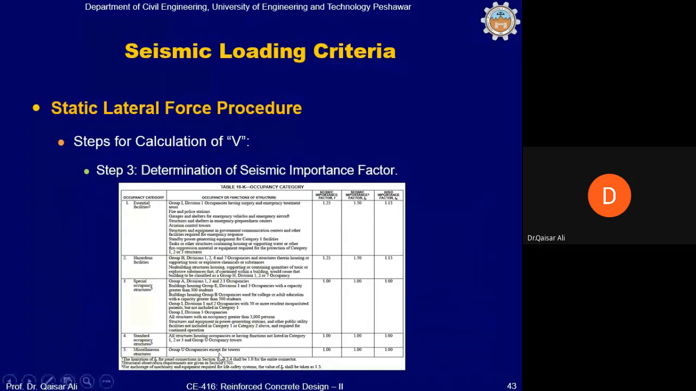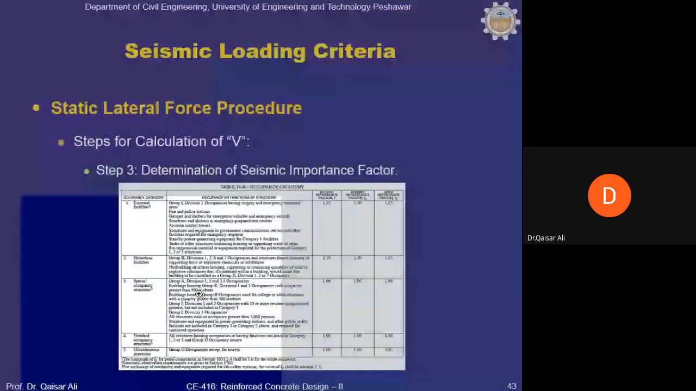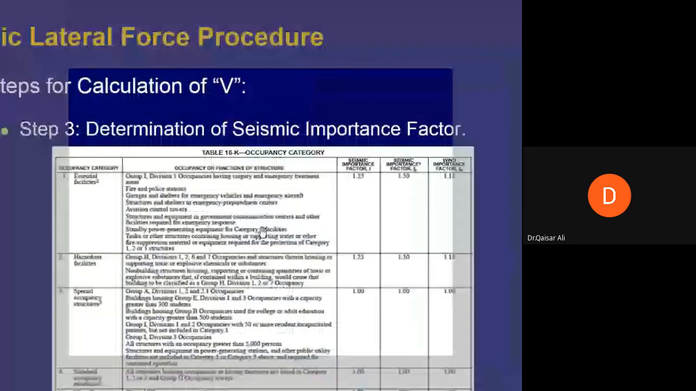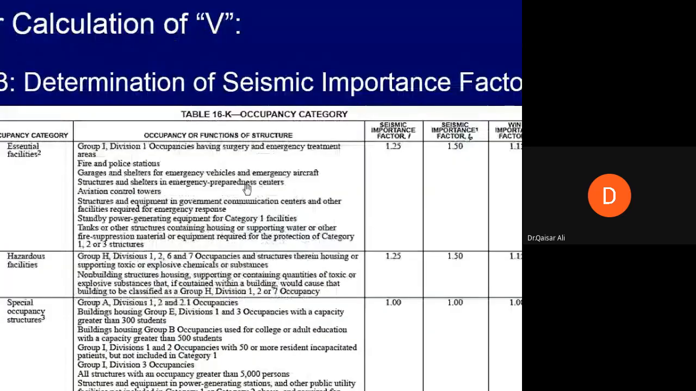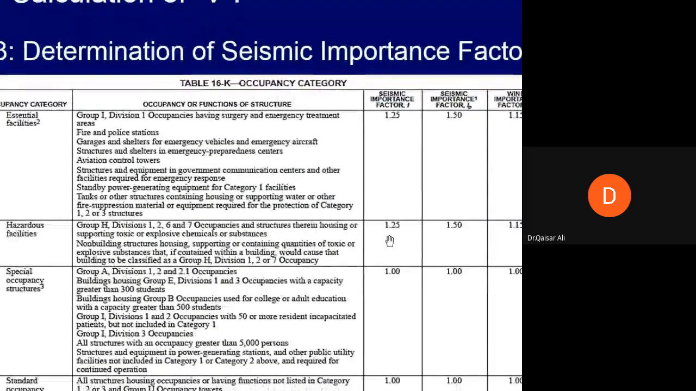Then we have the importance factor. If we have a hospital, hospitals are categorized as group 1, where the importance factor is 1.25. Hazardous facilities are also 1.25. And for an ordinary building, this importance factor is 1.